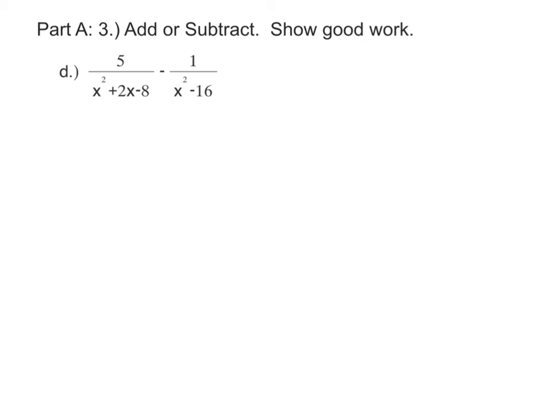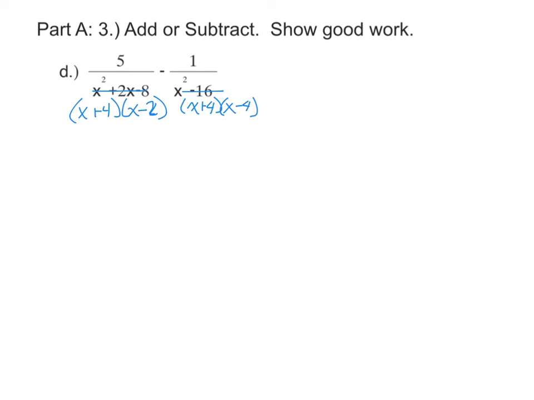In part D, when I look at those two denominators, they're both unfactored quadratics. So before I even get started, I'm going to factor these two denominators. X squared plus 2x minus 8 factors into x plus 4 and x minus 2. For the x squared minus 16, that's going to factor into x plus 4 and x minus 4.